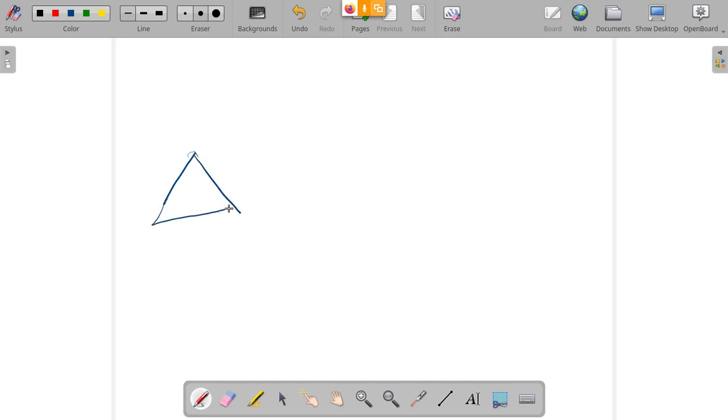Right. So the equilateral triangle with 3 charges. Let us say this is minus q, this is minus q and this is 2q.